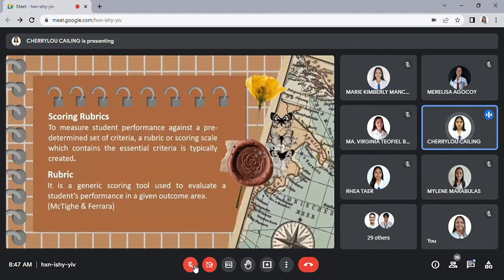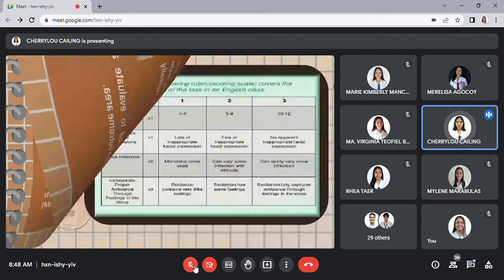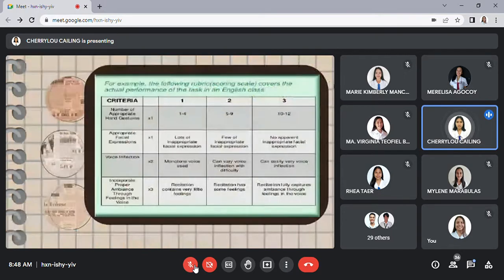According to McTague and Ferrara, a rubric is a generic scoring tool used to evaluate a student's performance in a given outcome area. So kaning nga rubrics, magamit ni siya sa process-oriented assessment. This table shows an example of a rubric or a scoring scale which covers the actual performance of the task in an English class.